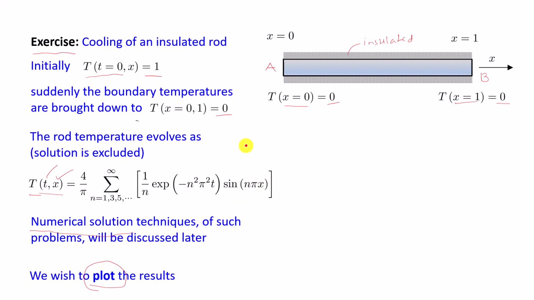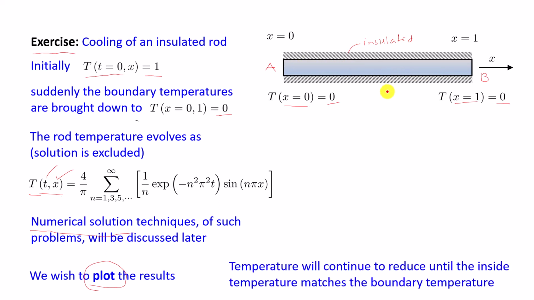Of course, before we plot this result, or if you are solving this problem, before you can actually solve this problem, you have to think about the problem and think about what that solution might look like. So here you see that the initial temperature of the rod was 1, and suddenly the boundary temperatures are brought down to 0, which means that the temperature inside the rod will continue to drop, and the temperature will reduce inside until the inside temperature at all points matches the boundary temperature.